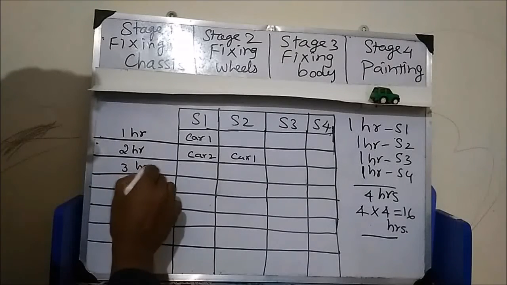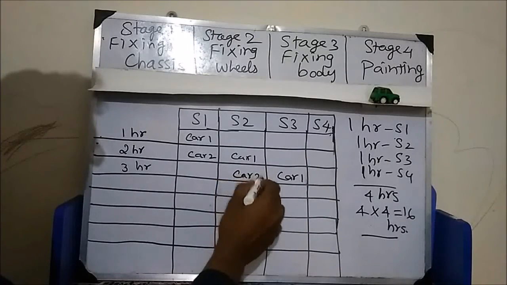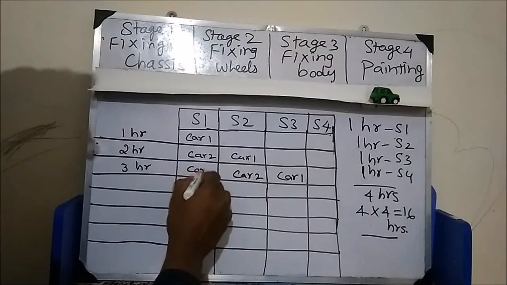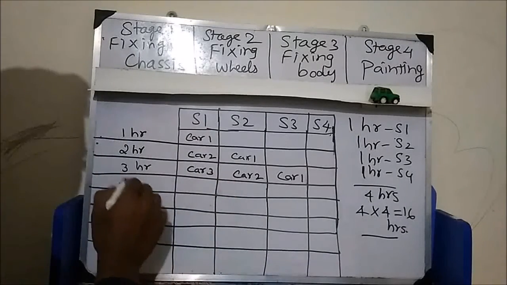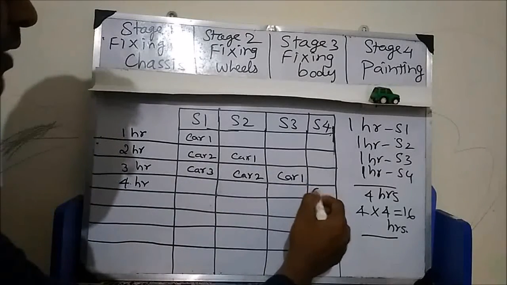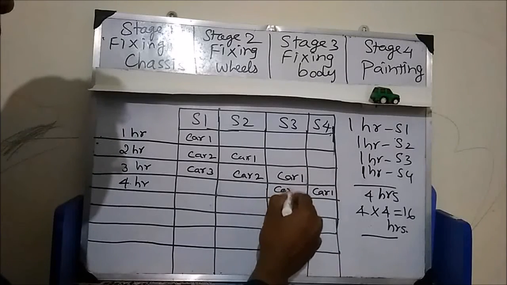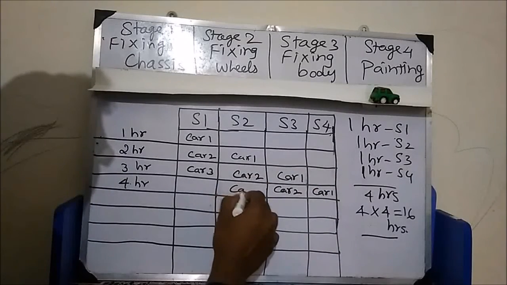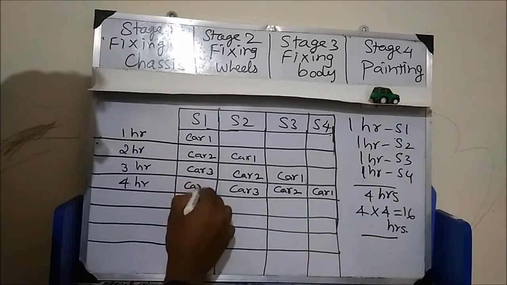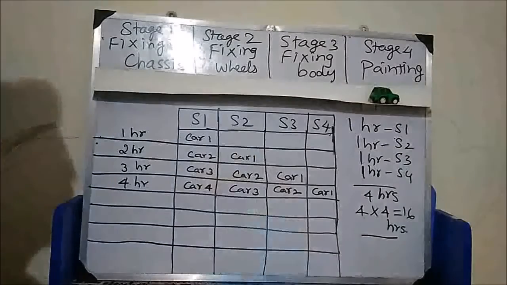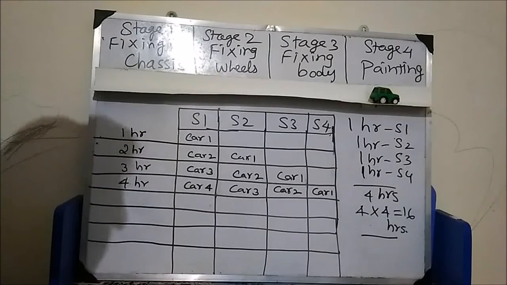Then at the third hour, car 1 goes to stage 3, car 2 goes to stage 2, then car 3 enters into stage 1. Now at the fourth hour, car 1 goes to stage 4, car 2 goes to stage 3, then car 3 goes to stage 2, and a new car 4 will enter into stage 1. Now imagine we want to manufacture only 4 cars.